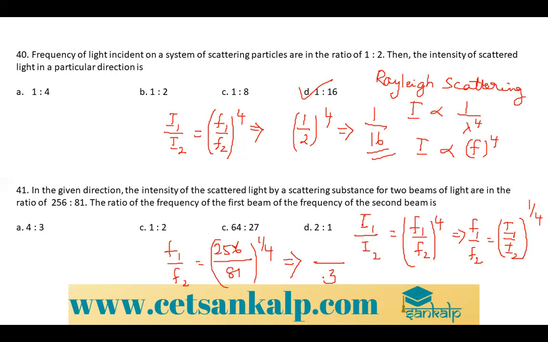4 into 4 into 4 into 4, if you multiply 4 four times, you get 256. So it is 4. The answer is 4 by 3. So option A is the right answer. Clear?